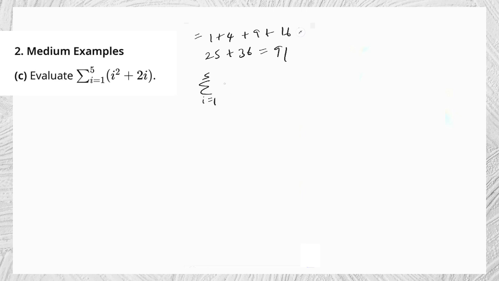In this question, we are given i squared plus 2i, and we have to sum it from i equals 1 up to 5. If you look at this question very well, you will notice that you can actually split the sum. What does split the sum mean? It means that you can separate it using the properties I mentioned earlier. If you separate this, you're going to end up with summation of i equals 1 to 5 for i squared plus summation i equals 1 up to 5 for 2i.